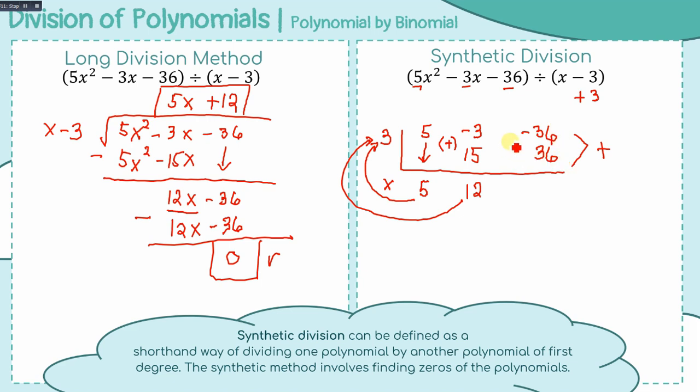So how are we going to write our final answer? We will just need to divide the first leading term of our dividend by the divisor. So in this case, we have 5x.